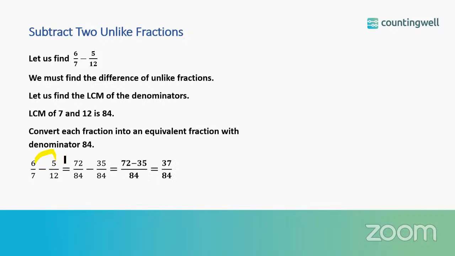Let us take the difference of the equivalent fractions, which will give the difference of the original fractions as well. So 72 minus 35 is 37 by 84, keeping the denominator the same. So 6 by 7 minus 5 by 12 is 37 by 84.